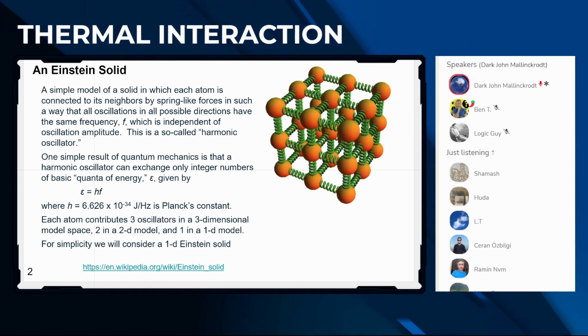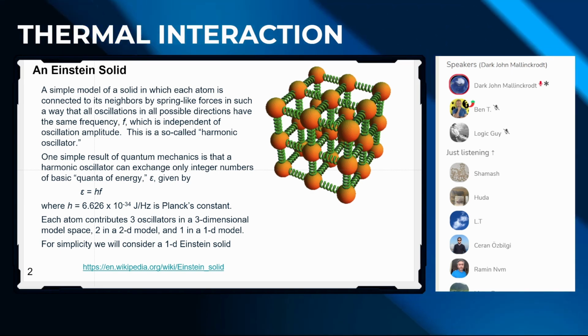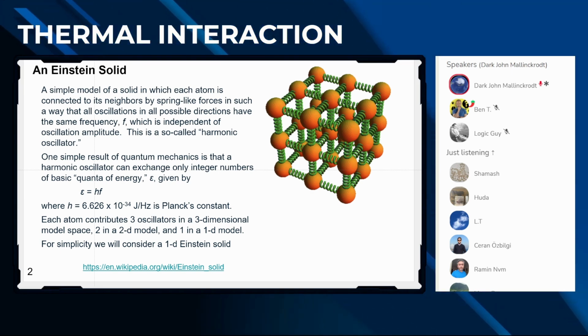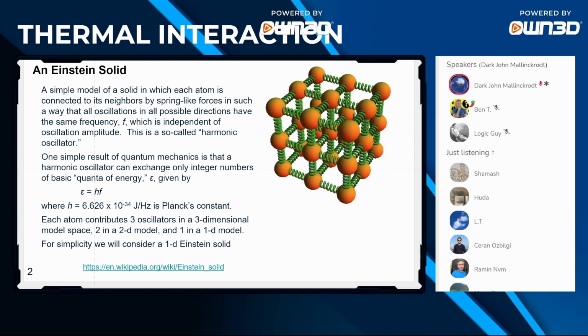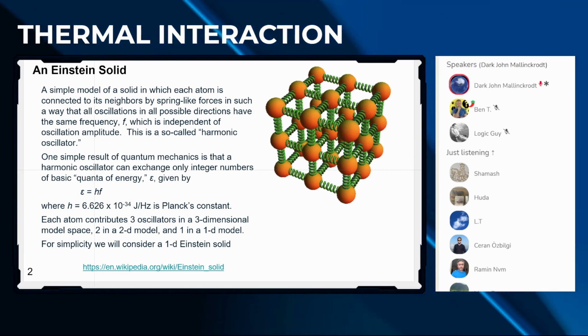It's a simple model in which you have atoms connected to neighbors by spring-like forces, which is a pretty reasonable approximation to what happens in many cases. But in particular, all oscillations in all possible directions have the same frequency independent of oscillation amplitude. That's what's called a harmonic oscillator. A thing that will oscillate at the same frequency no matter how large the amplitude is called a simple harmonic oscillator. And that's what you get when you put a mass on the end of a spring.